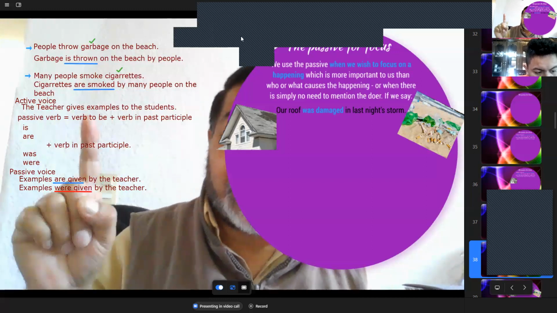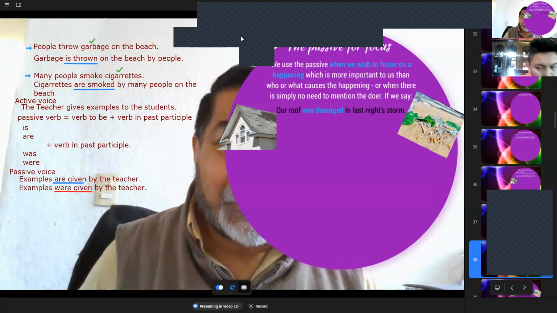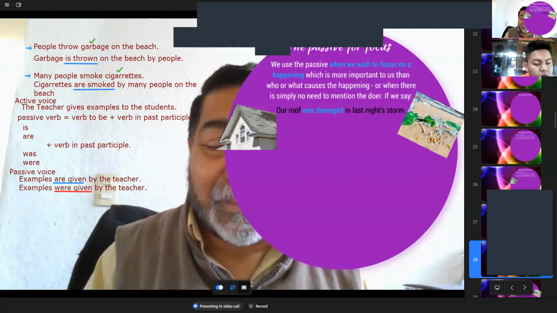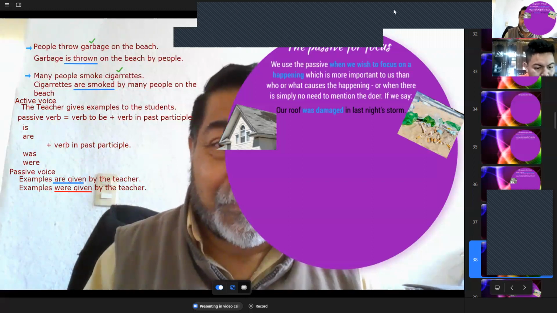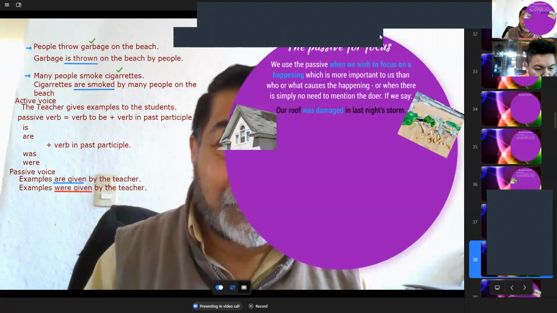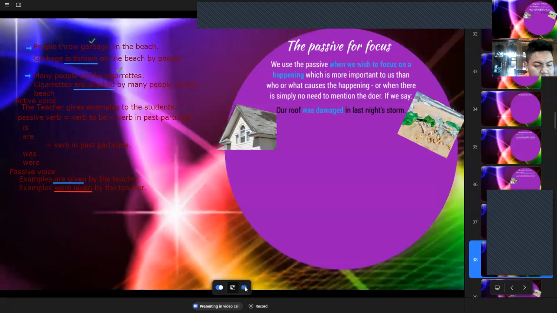Are you copying these examples? ¿Los estás copiando, Salvador? Sí.